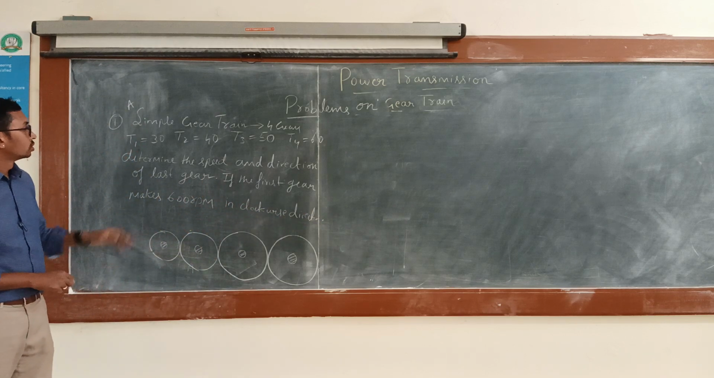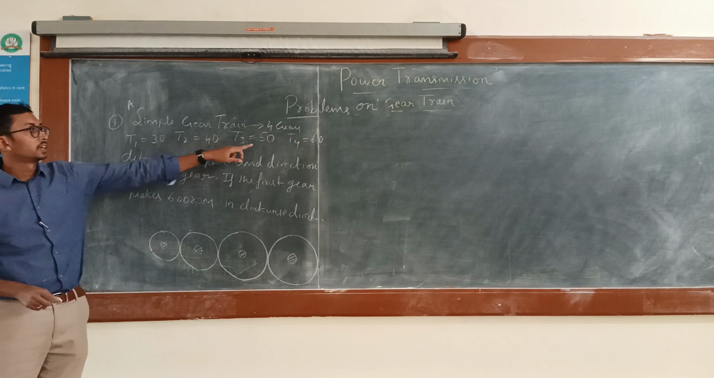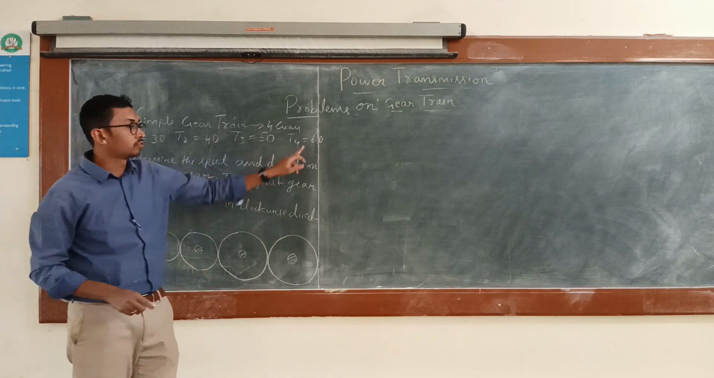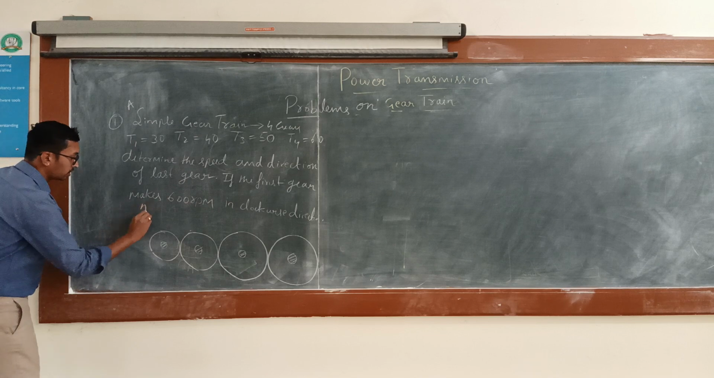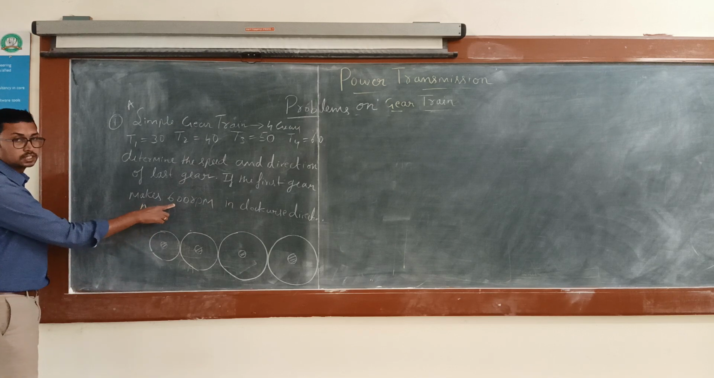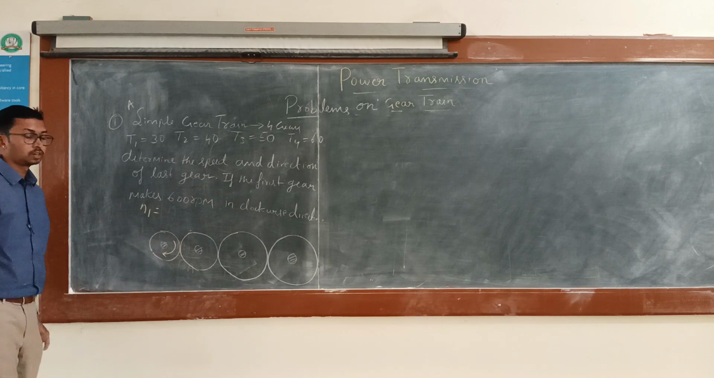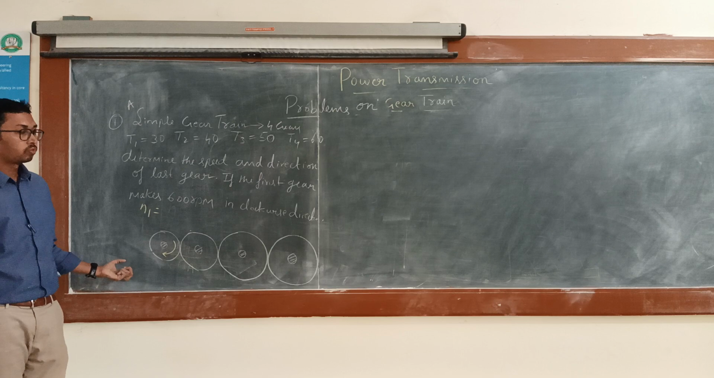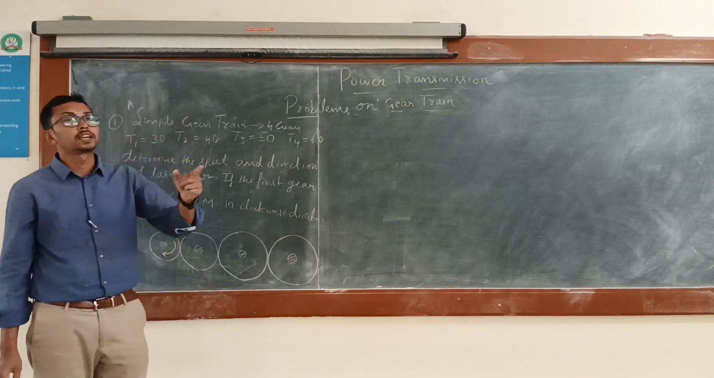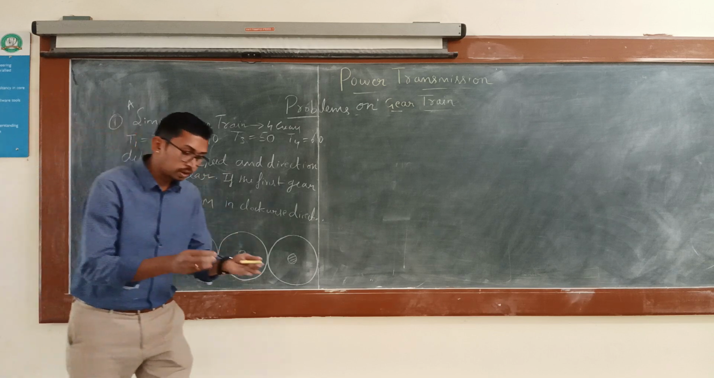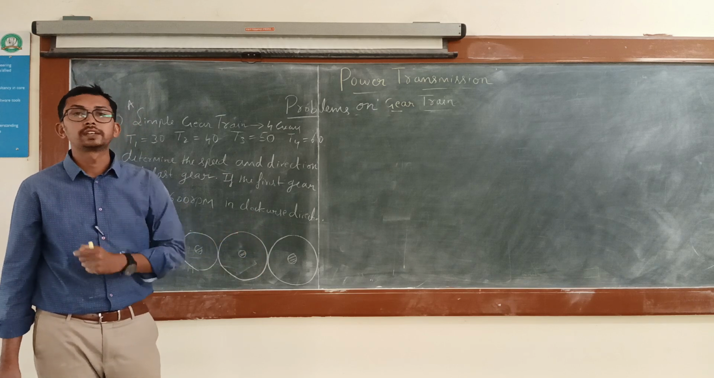So gear 1 has 30 teeth, gear 2 has 40, gear 3 has 50 and gear 4 has 60. Now, they are telling us that the speed n1 is equal to 600 rpm, and it is rotating in the clockwise direction. We need to find the speed of the last gear and also the direction of rotation. So in the previous class we found out the velocity ratio of a simple gear train.